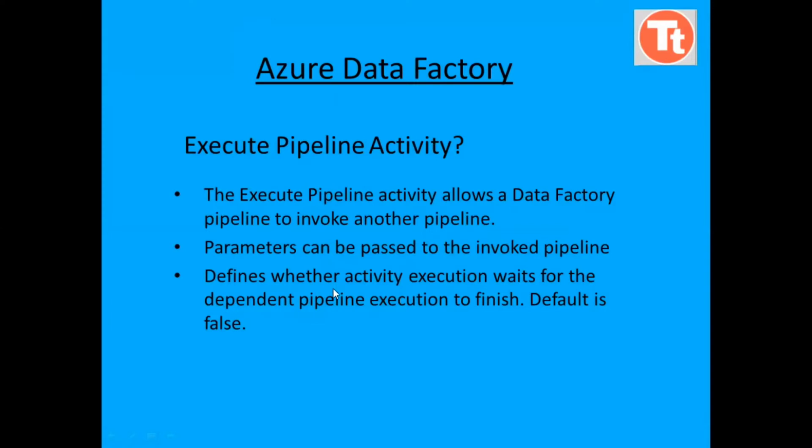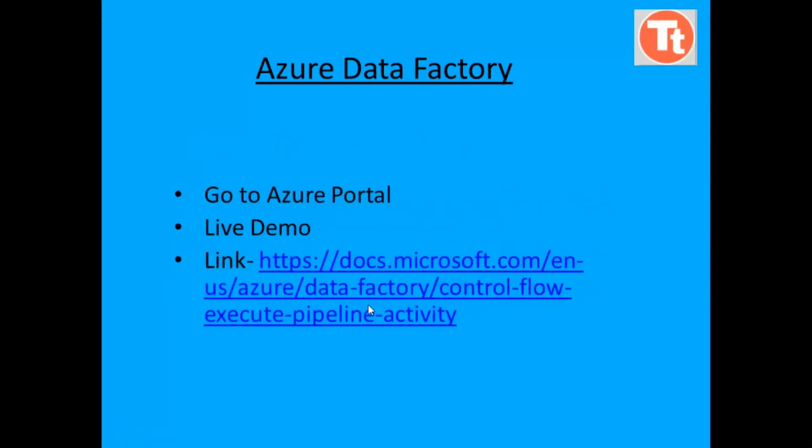It defines whether activity execution waits for the dependent pipeline execution to finish, and the default is false. I will show you in the example how the default value is false and how we can set this value to wait for a few seconds, or whatever time you want to decide to wait.